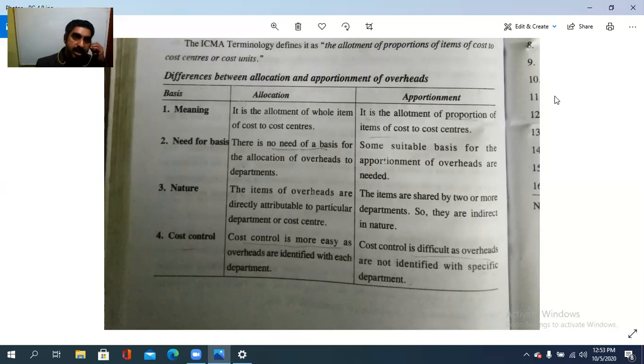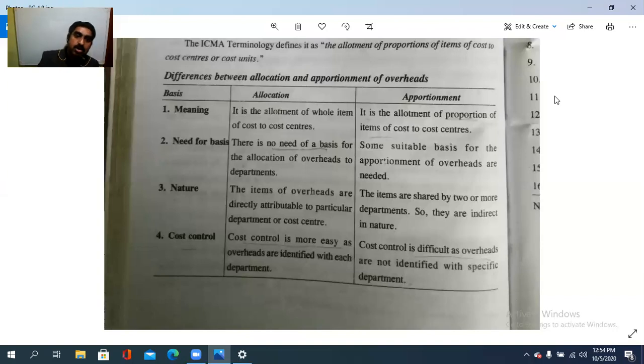ഓരോ ഡിപ്പാർട്ട്മെന്റിന്റെയും എന്ത് ഓവർഹെഡ്സ് ഐഡന്റിഫൈ ചെയ്യാൻ പറ്റുന്നു. So cost control will be easy, while in the other case it is very difficult for controlling the cost as it is allotted to different departments on proportionate basis.